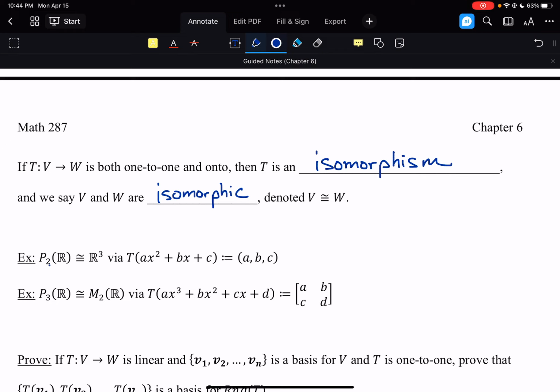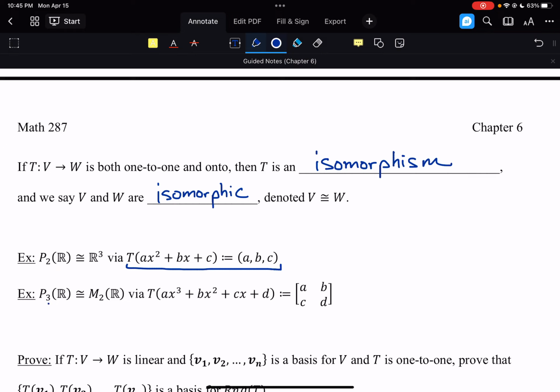Vector space P2 is isomorphic to R3 via this transformation. Again, we're not saying that two vector spaces will always be isomorphic to each other or form an isomorphism. The transformation T is what determines that. Here we transform ax squared plus bx plus c, a second-degree polynomial, into a three-component vector in a, b, and c. Using this transformation, this is an isomorphism. So P2 would be isomorphic to R3. It would be 1-to-1, and it would be onto.